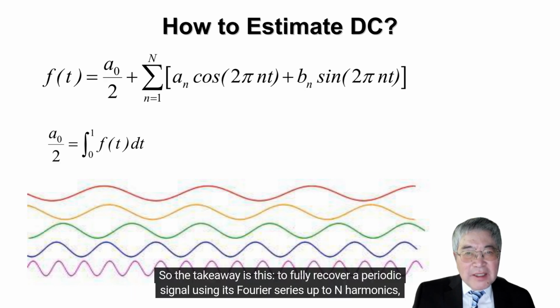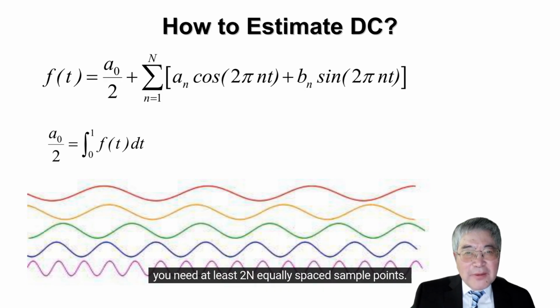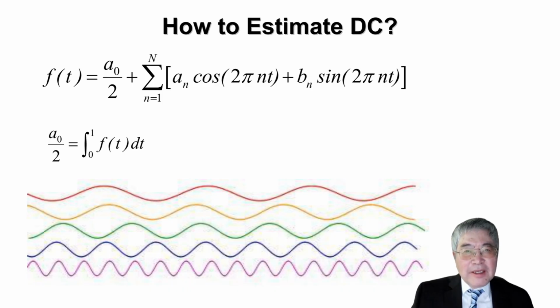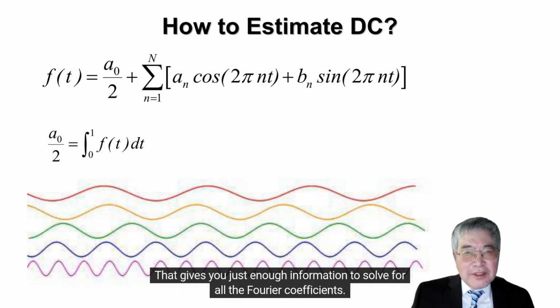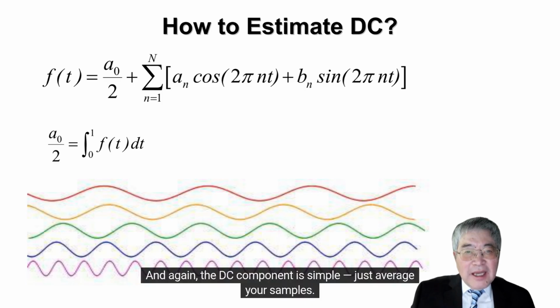So the takeaway is this. To fully recover a periodic signal using its Fourier series up to n harmonics, you need at least 2n equally spaced sample points. That gives you just enough information to solve for all the Fourier coefficients. And again, the DC component is simple, just average your samples.